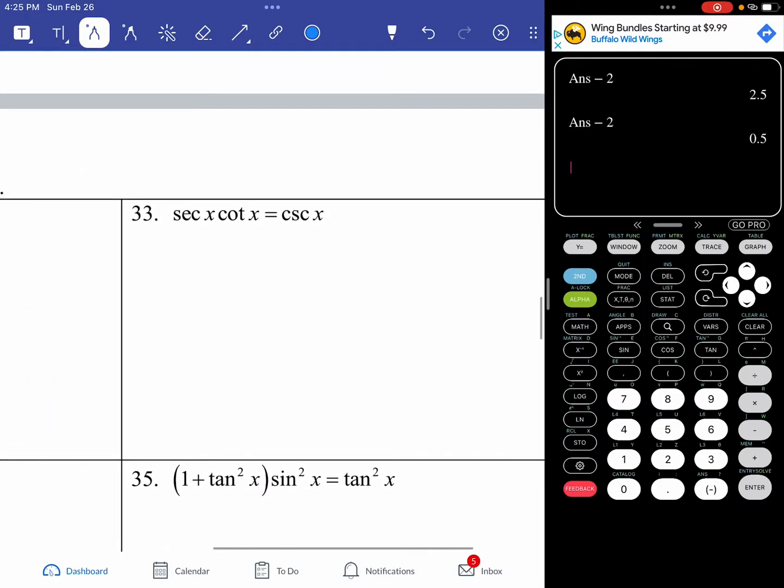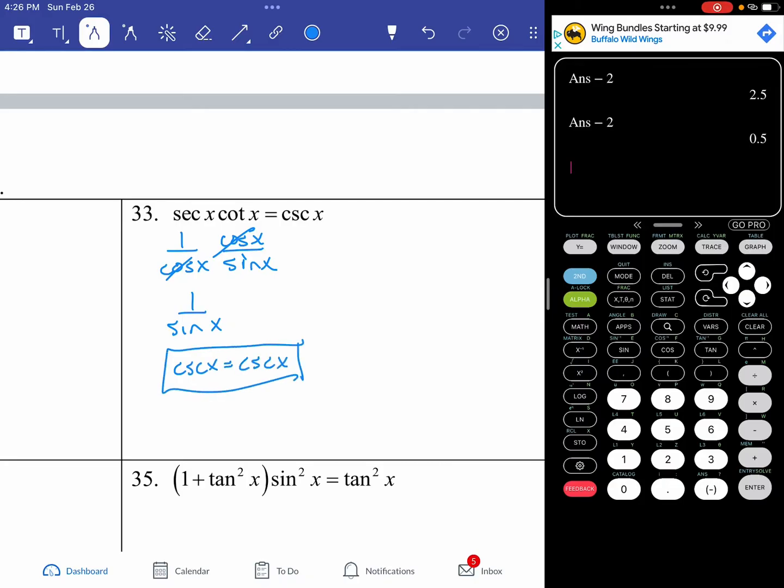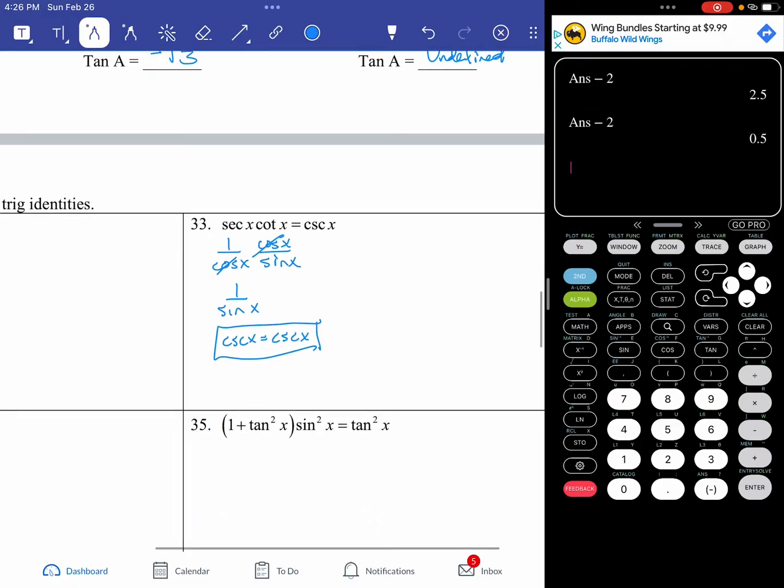Next, secant is also 1 over cosine. Cotangent is cosine over sine. All right, these two cosines will cancel, leaving me with 1 over sine. And 1 over sine is cosecant.